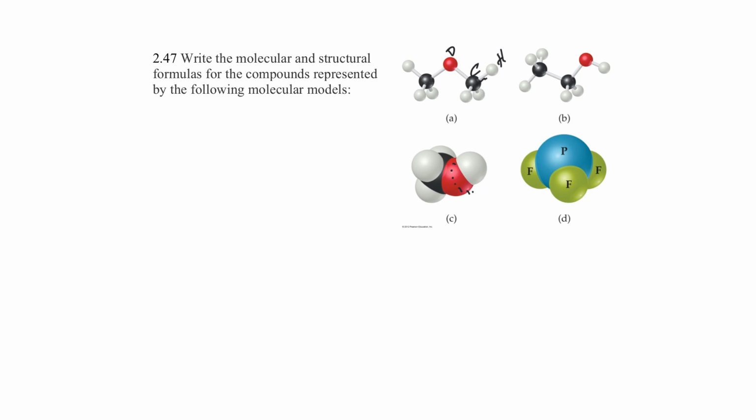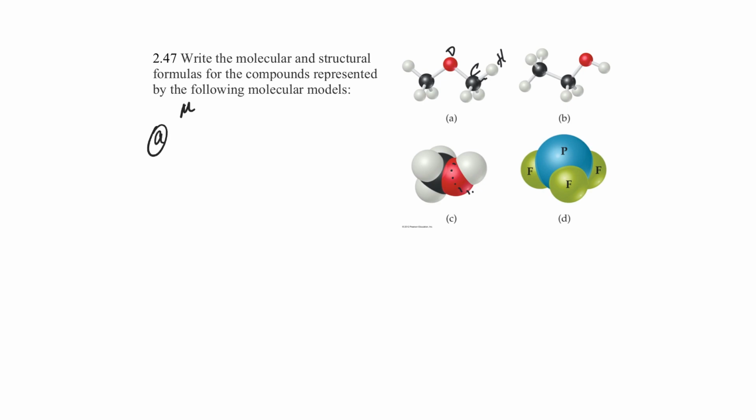Okay, so C also would be red is oxygen, white hydrogen, black carbon. D is also a space-filling model, but they've indicated it as phosphorus and fluorine. So we're asked to find two different formulas, molecular and structural. Molecular is just what atoms are there and how many of each. So let's look at A.